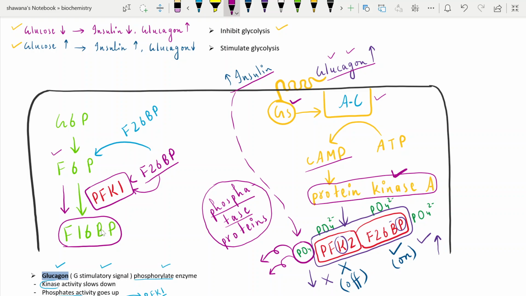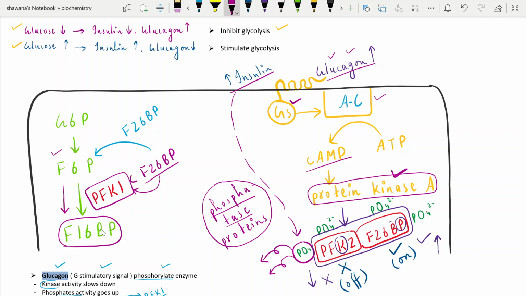Let's revise all of that. First of all, when glucose is low, when glucose is gone, glucagon will be there. Glucagon will stimulate G stimulatory protein, which stimulates adenylate cyclase, which converts ATP to cAMP, which produces protein kinase A. Kinase A will phosphorylate this enzyme. When it is phosphorylated, its kinase activity will stop and phosphatase activity will rise. The phosphatase will convert fructose 2,6-bisphosphate back to fructose 6-phosphate. When fructose 2,6-bisphosphate is low, the regulation of PFK1 reduces, and glycolysis will not proceed in the forward direction.